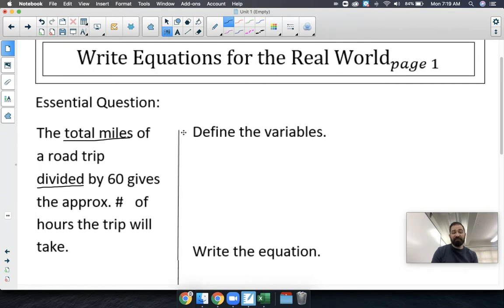So first thing you want to do is define some variables. So let's talk about our total miles. We're going to use M, and that's going to equal the number of miles. The next thing that we're going to do is talk about how you figure that out. You have hours, and so we are going to talk about H, and that's going to stand for the number of hours in our road trip. And so we have 2 variables. We have the total number of miles, and we have how long in hours that trip is going to take.